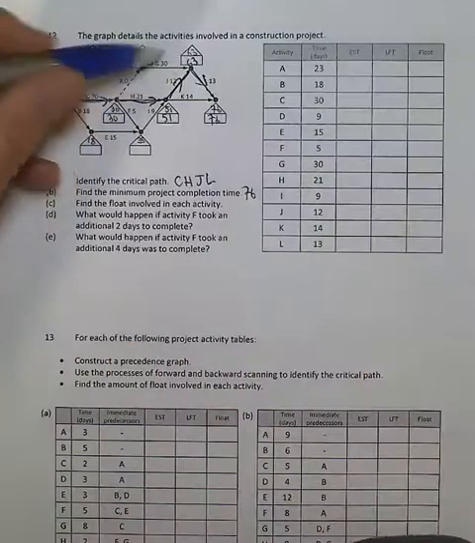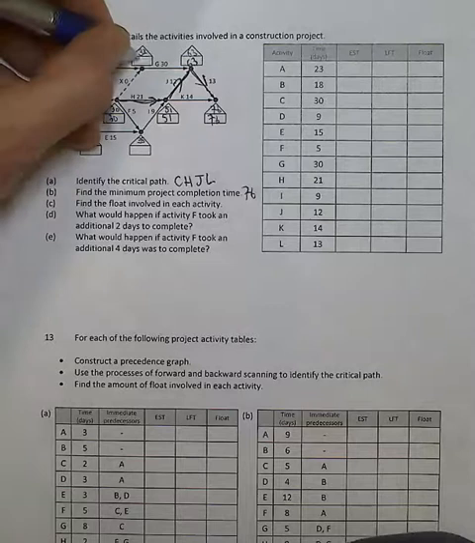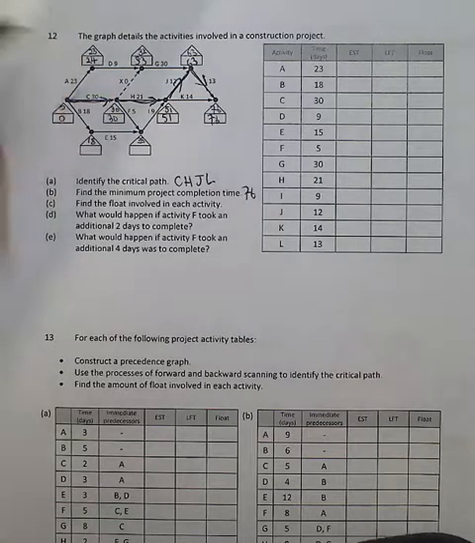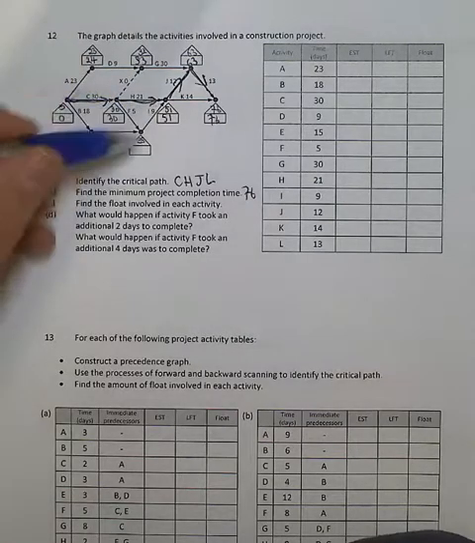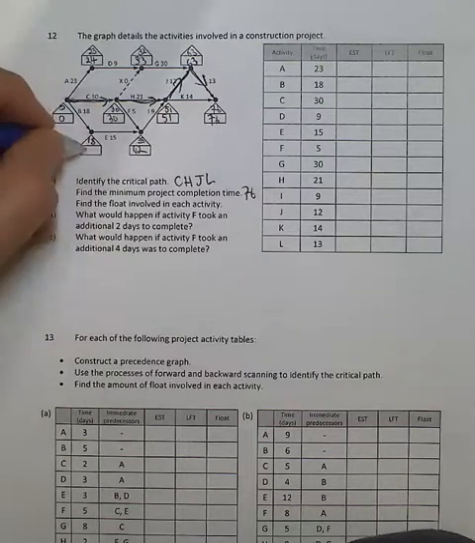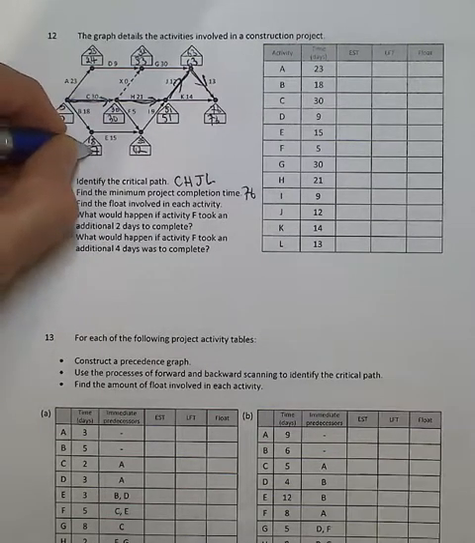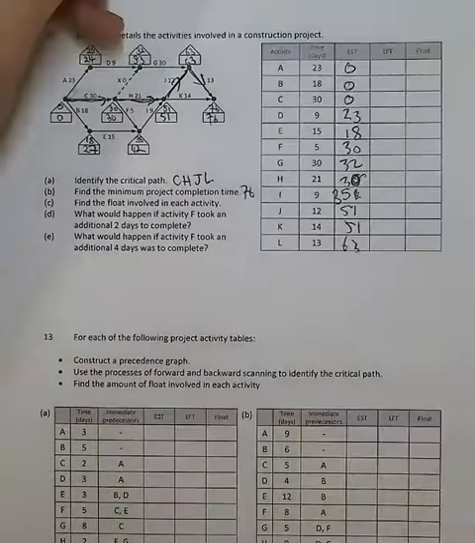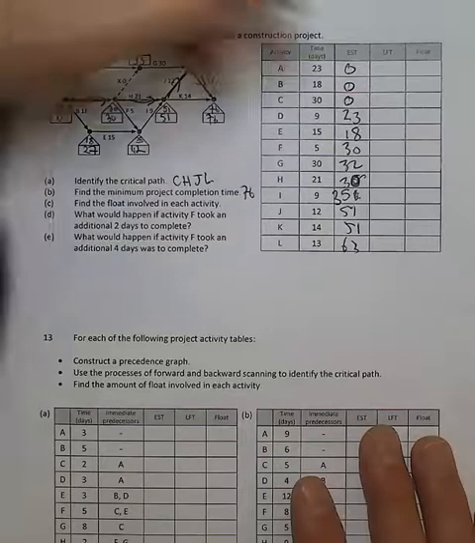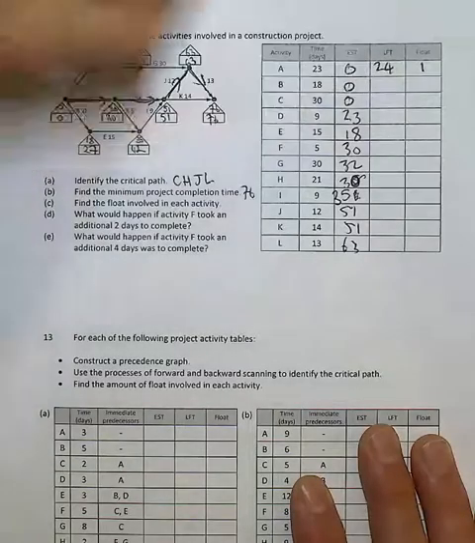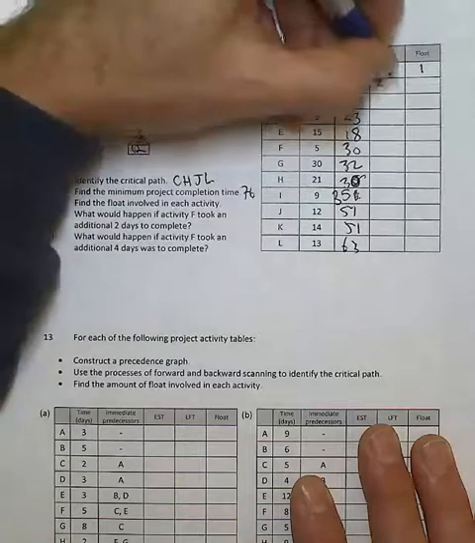Backtracking here, 63 take 30 gives me 33. 33 take 9, 24. 51 take 9, 42. 42 take 15, 27. Now, I'll just give you a chance to fill in the ESTs and LFTs. Working through some of the latest finishing times. It's going to give me a float of 1, 27.